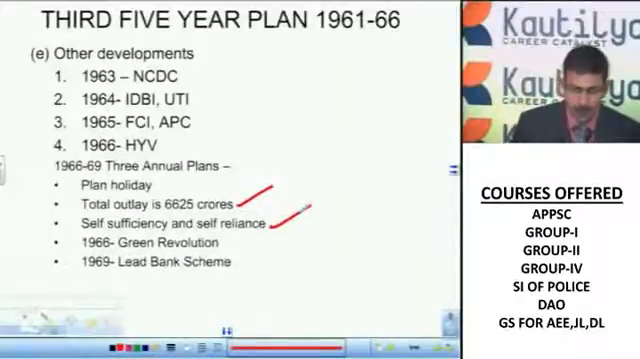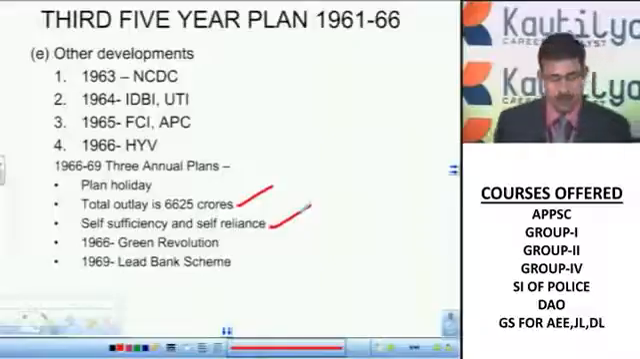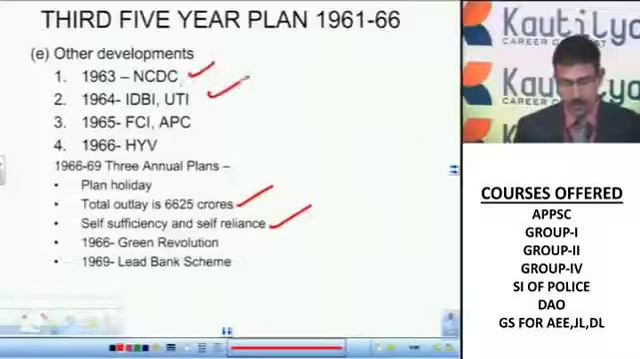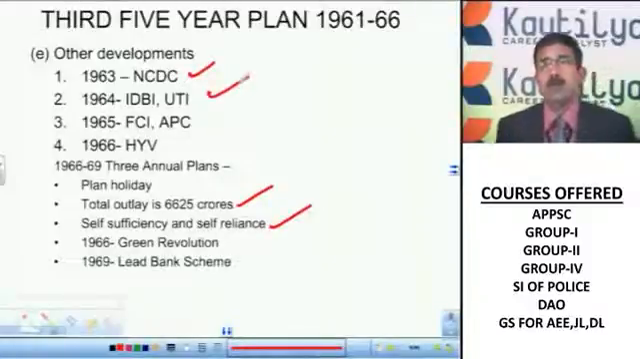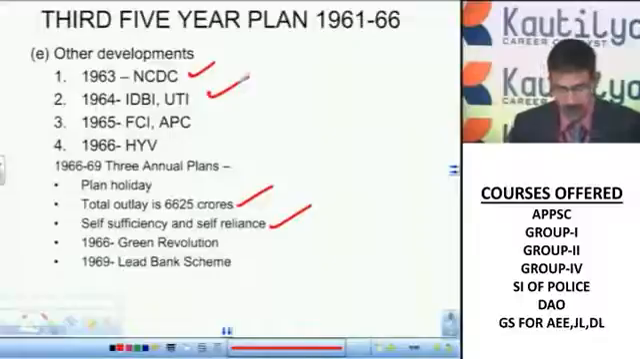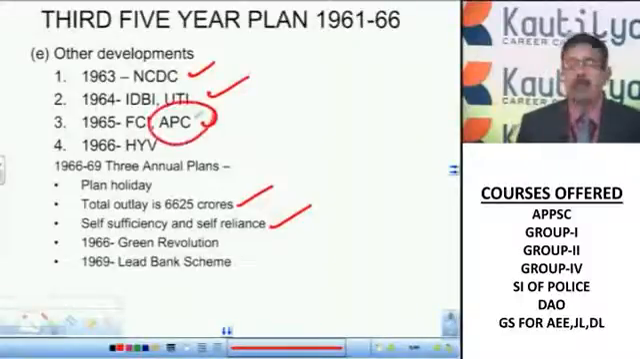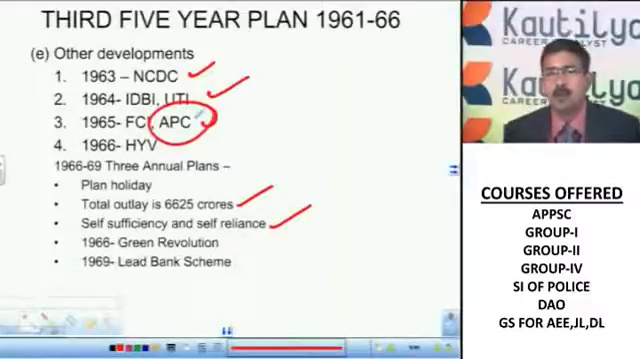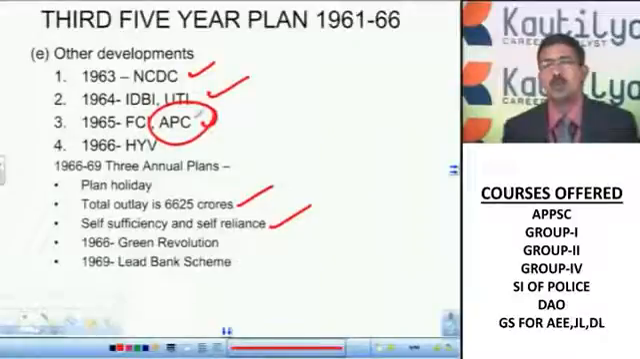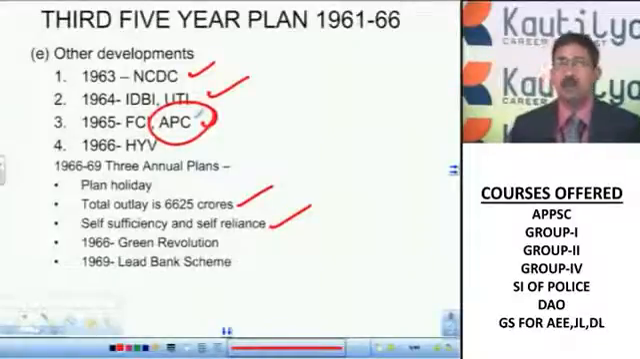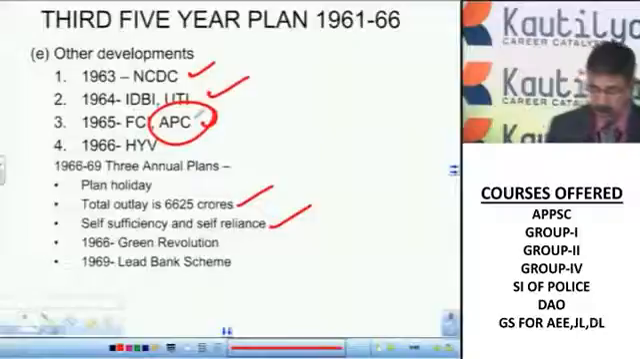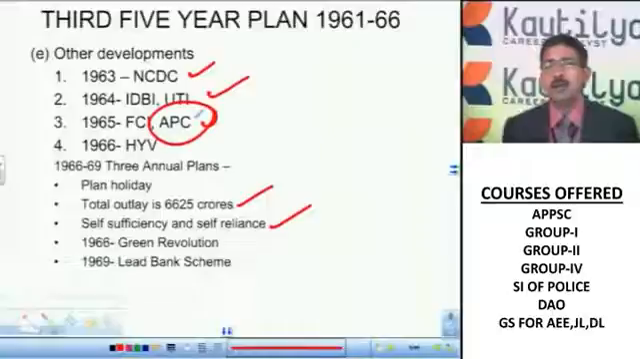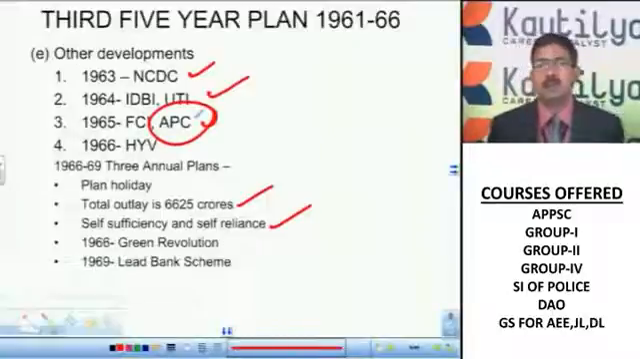Then, before the launch of the annual plans, there were important developments, namely the establishment of the NCDC, the National Cooperative Development Corporation, in 1960, IDBI, UTI, FCI, and to control agriculture production, two important rates, namely the minimum support price and procurement price, which were to be announced. They were institutionalized by the establishment of the Agriculture Price Commission. Of course, this commission was later renamed the Commission on Agricultural Costs and Prices in 1985.